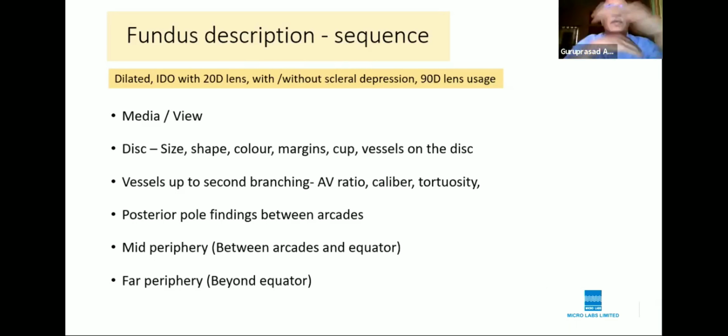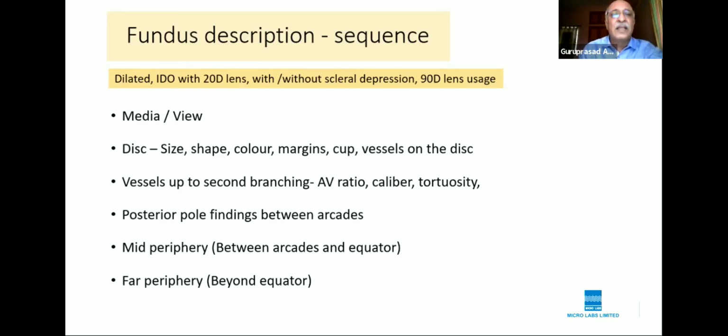Then after you finish the media, disc, and vessels, come to the posterior pole. You have to examine and comment on the posterior pole, the area of the retina between the arcades. So this is important in the sequence. You have to tell about the macula and then about the perimacular area. We'll come to our own case.